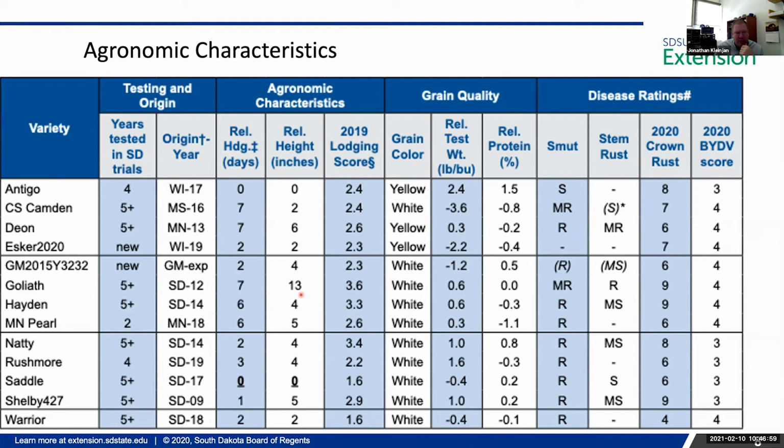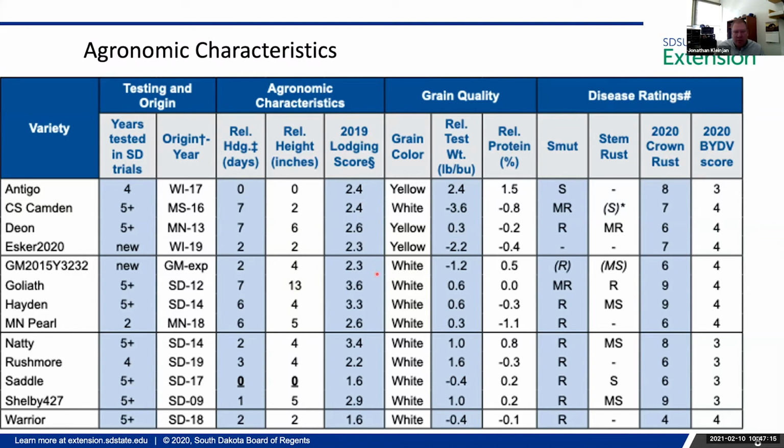One thing you might want to note, look how tall Goliath is compared to everything else. Goliath is always an easy one to pick out because of its height. Okay, lodging scores. And look at that, I got a typo. That should be 2020 lodging score.